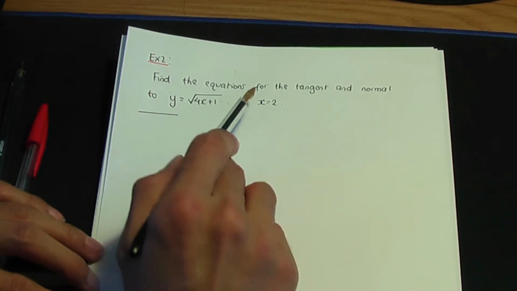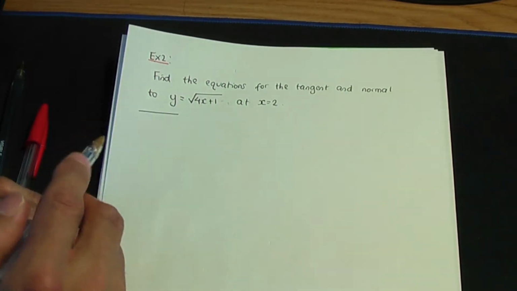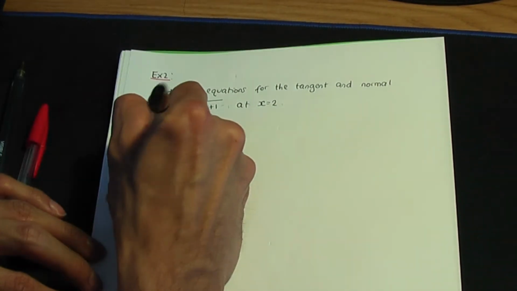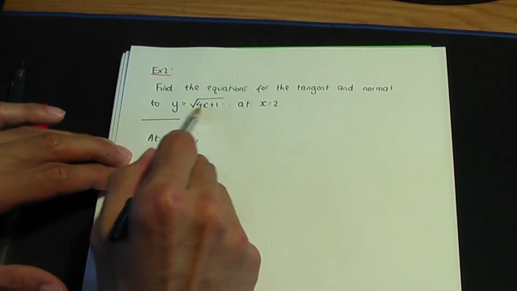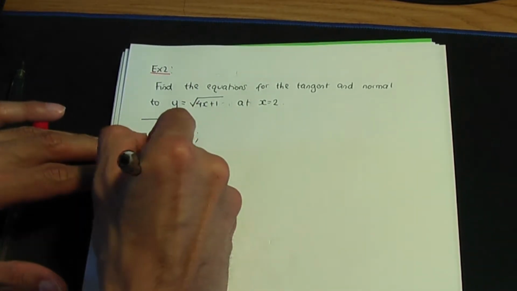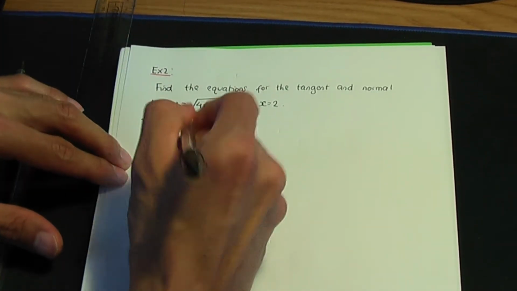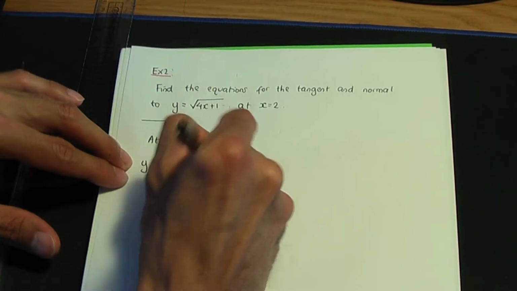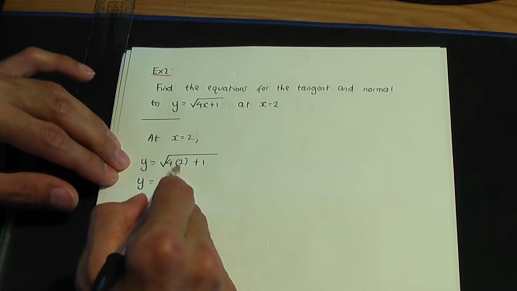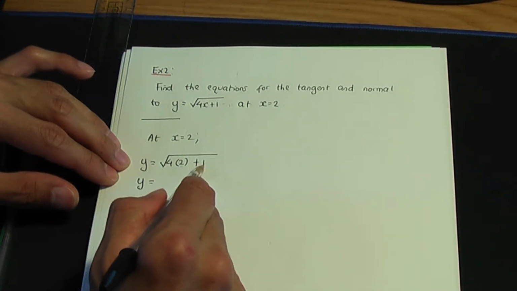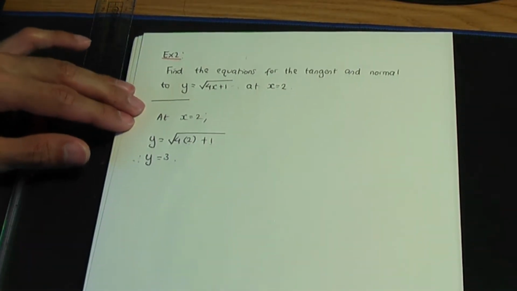So first things first, we only have the x coordinate, we need the y coordinate to work out the tangent and the normal. So let's work out the y coordinate. At x equals 2, if I replace x with 2 in the curve equation, y is equal to the root of 4 times 2, plus 1. If we calculate this, 4 times 2 is 8, plus 1 is 9, root of 9 is 3. So that is the corresponding y coordinate.